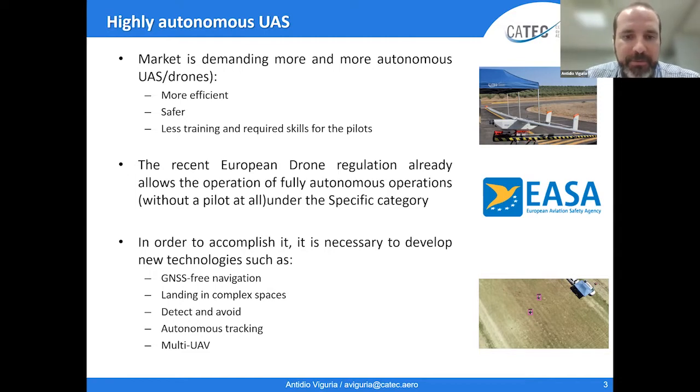And in order to accomplish this higher level of autonomy, we need to develop new technologies. We need to develop GNSS-free navigation, landing in complex spaces, detect and avoid, autonomous tracking, and multi-UAV operations. Today I'm going to talk briefly about some of these technologies that we have been developing over the last 10 years at CATEC, with some examples to illustrate.